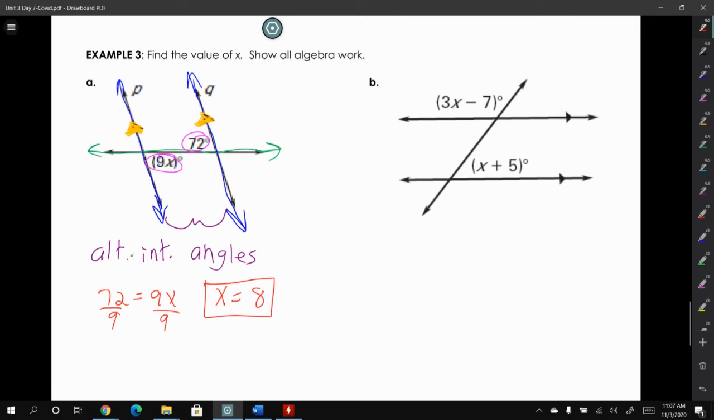Then in example B, okay, we have this angle, 3x minus 7, and this angle x plus 5, but we don't have any special relationship with them. Like, one is on the interior, one's on the exterior of our parallel lines, and they're on opposite sides of the transversal. So they're not corresponding, they're not alternate exterior angles. So we're going to have to do a little bit of math or some other properties to get an equation set up.